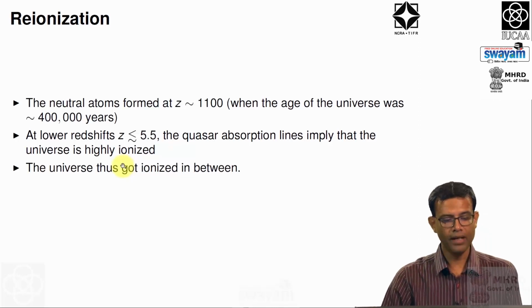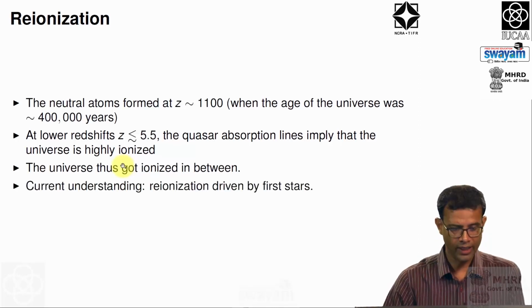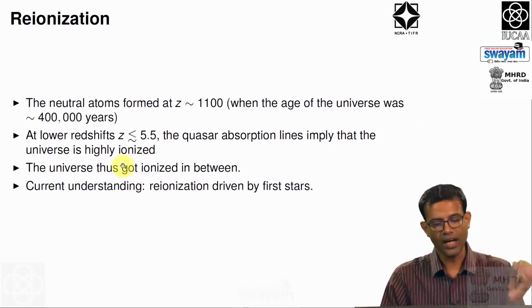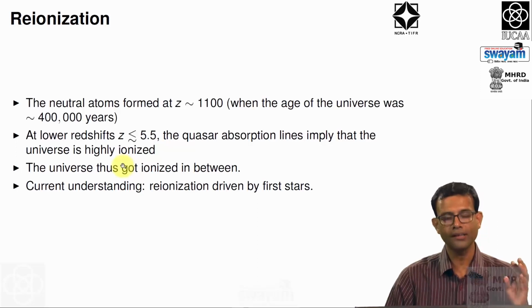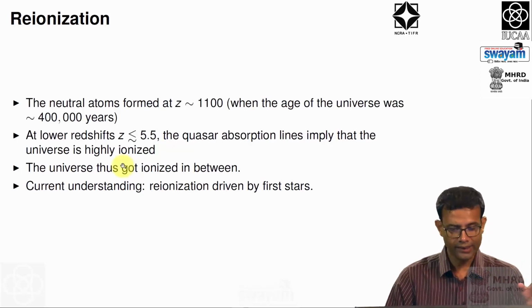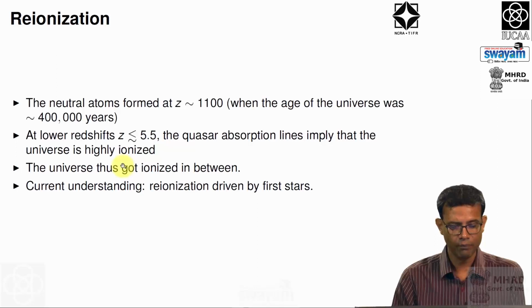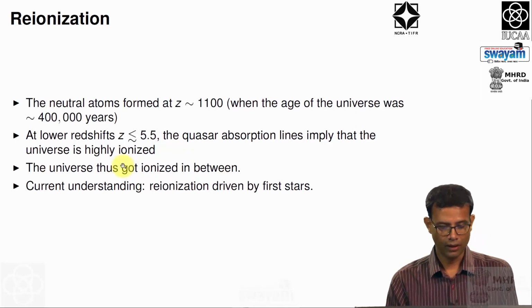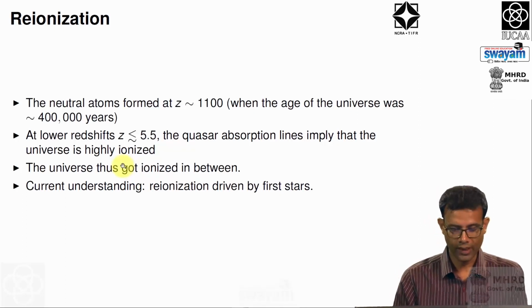So, something happened in between that the universe got ionized, and as per our current understanding, this is happening because once you form stars in the universe, the photons come out of these stars and galaxies and ionize the surrounding medium. That is known as cosmic reionization, and that is basically what is being observed in this quasar absorption system.